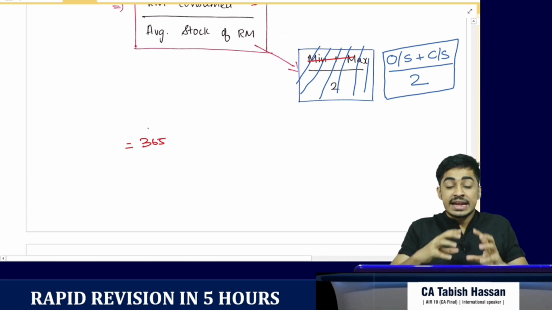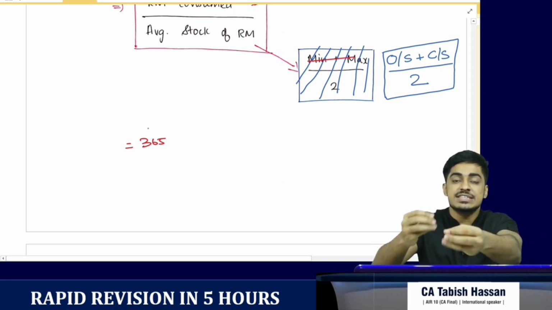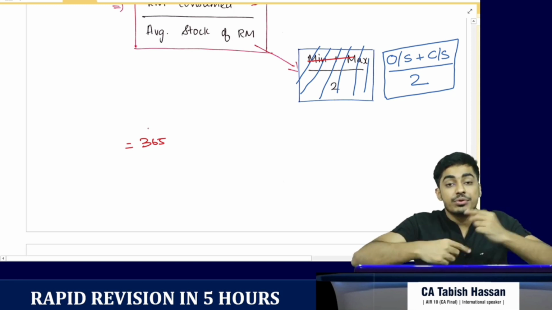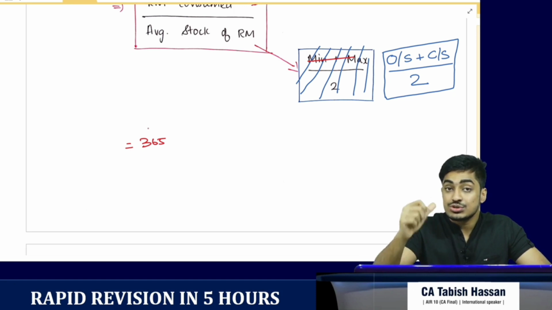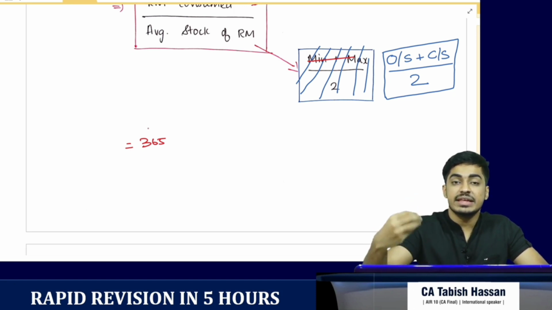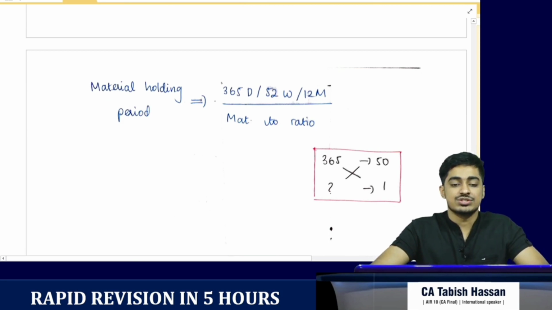What does it mean? It means that the average inventory I'm having, I'm turning it 365 times in a year. Okay, I'm rotating it 365 times in a year. So the more the material turnover ratio, the better it is. It denotes that the material is fast moving. Clear? That is material turnover ratio.